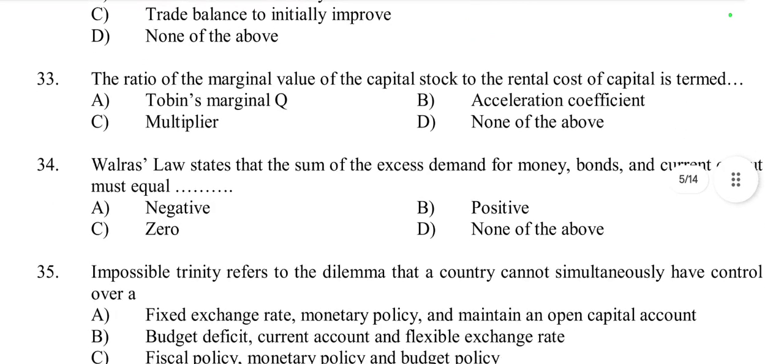Then question number 33, the ratio of the marginal value of the capital stock to the rental cost of capital is termed as Tobin's marginal Q, managerial Q, acceleration coefficient, or multiplier. So here it is called Tobin's marginal Q. Tobin's marginal Q is the ratio of marginal value of capital stock to its rental cost, indicating how firms assess investment opportunities. So option A is right here.